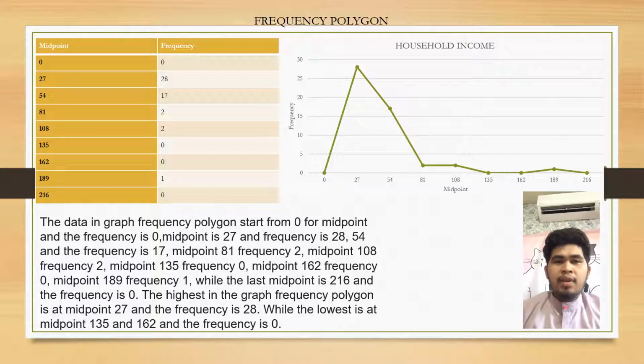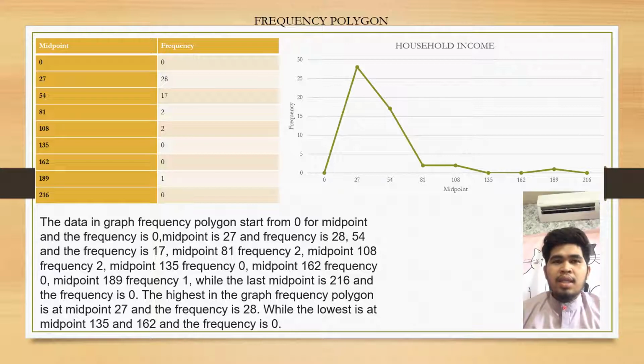The data in the frequency polygon starts from 0 for midpoint and the frequency is 0. The second midpoint is 27 and the frequency is 28. Third is 54 midpoint and the frequency is 17. Midpoint 81, frequency 2. Midpoint 108, the frequency is 2. The midpoint is 135 and the frequency is 0. And midpoint 162 and the frequency is 0. And midpoint 189 and the frequency is 1, while the last midpoint is 216 and the frequency is 0.